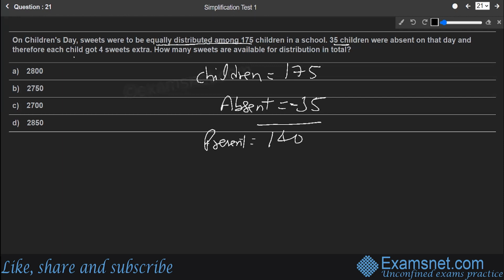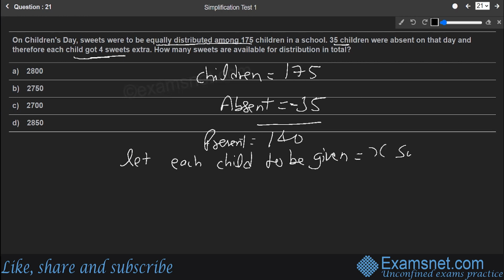And therefore, each child got 4 sweets extra. How many sweets are available for distribution in total? That's what we are supposed to find. So obviously, first and foremost, he has not mentioned how many sweets were to be given to each child. So this thing we have to assume. Okay, so we'll assume what? Let each child be given x sweets. Let each child was supposed to get x sweets.